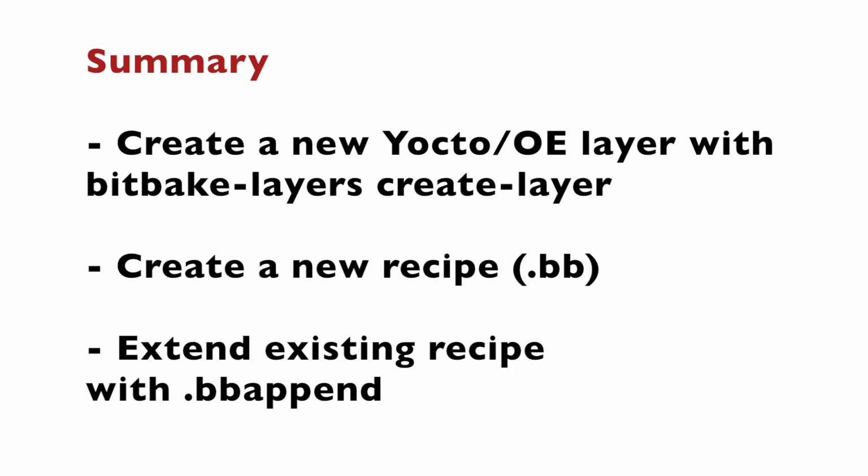So to summarize, in this video we've learned some of the very basic and important things that you're supposed to do with the Yocto project and OpenEmbedded. How to create a new layer using the bitbake-layers create-layer command. We created a new recipe which has an extension .bb, and we extended a recipe that already exists with a bbappend file through our own layer.